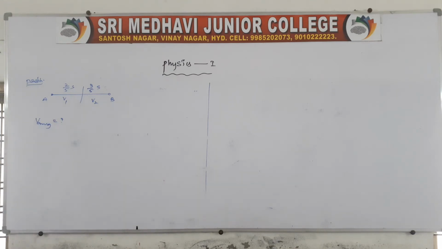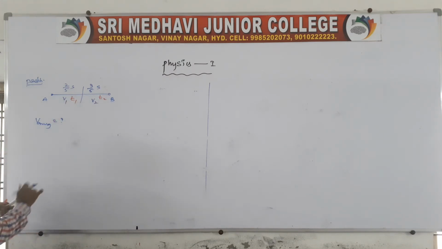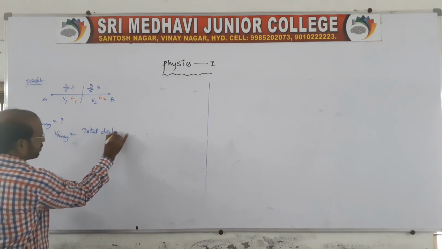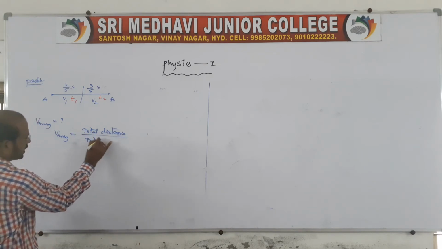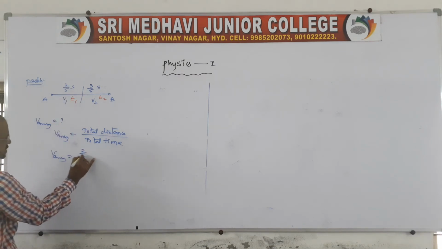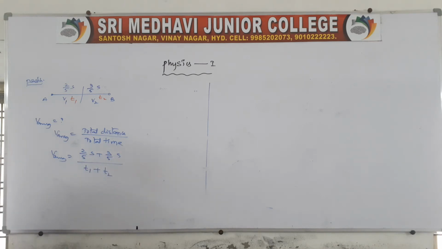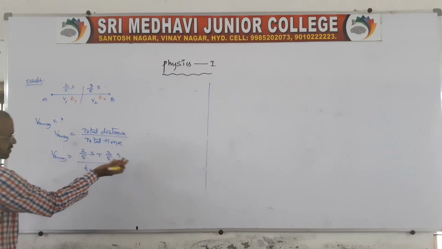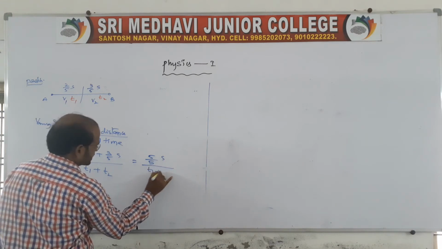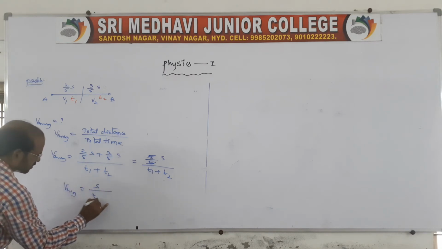Again here we don't know the time for the first part, and we don't know the time for the next. So you take average speed is equal to total distance by total time. Total distance is 2 by 5 s plus 3 by 5 s, divided by total time t1 plus t2. So 2 by 5 plus 3 by 5 is 5 by 5 s by t1 plus t2. Simply cancel, then average speed is equal to s by t1 plus t2.